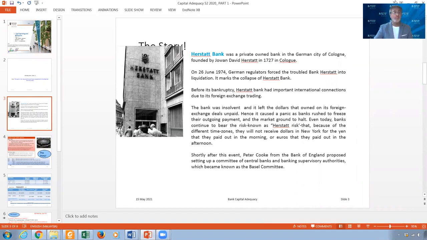Before 1974, when this German bank collapsed in Germany, there were no capital regulations. Regulators and supervisors were only interested in pricing. They were telling the financial institutions in their jurisdictions what price to set, what the cost of the loans should be, and all these issues. They were also concerned about the money supply, but nothing more than that.